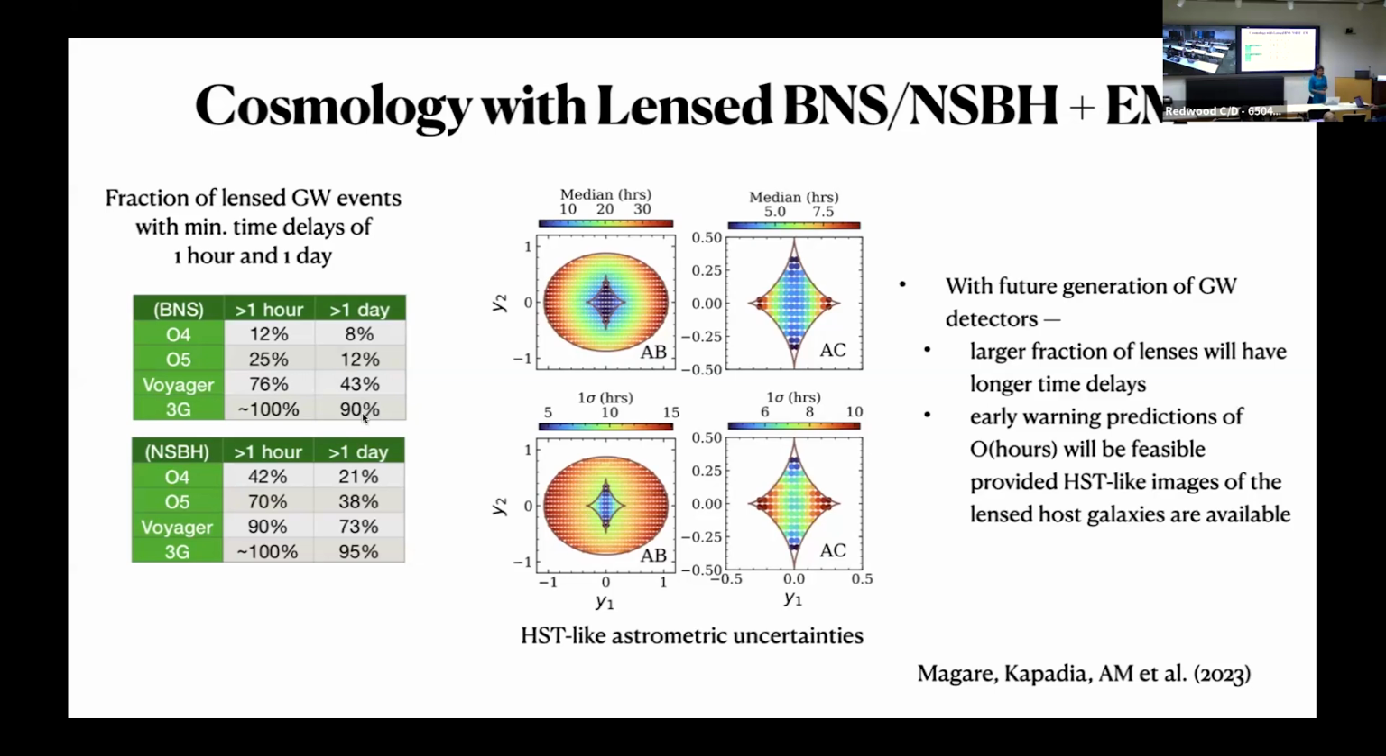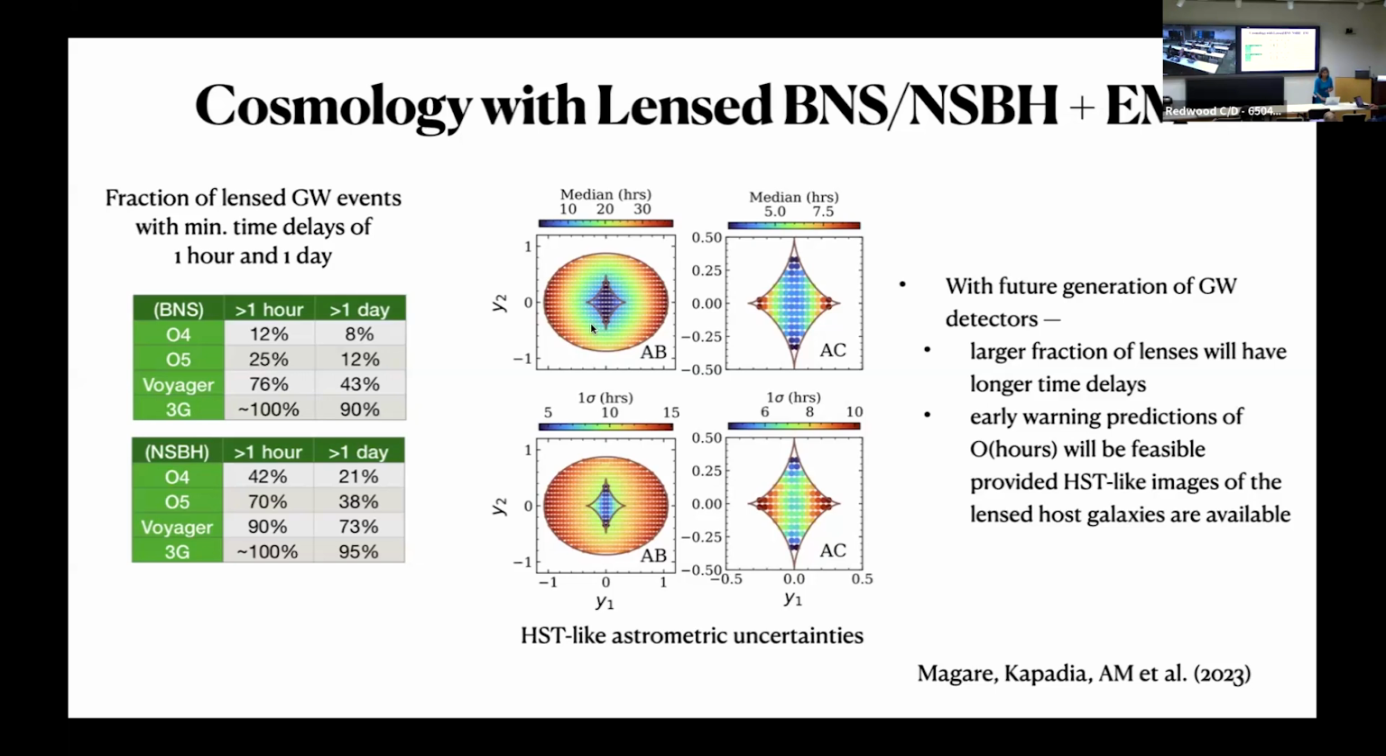And we have also explored what kind of uncertainties we will have on the time delays if the time delays are of the order of several hours. And what we find is that if our astrometric uncertainties are at the level of HST-like images, in these cases, we can make predictions up to a few hours or a few tens of hours ahead of time.